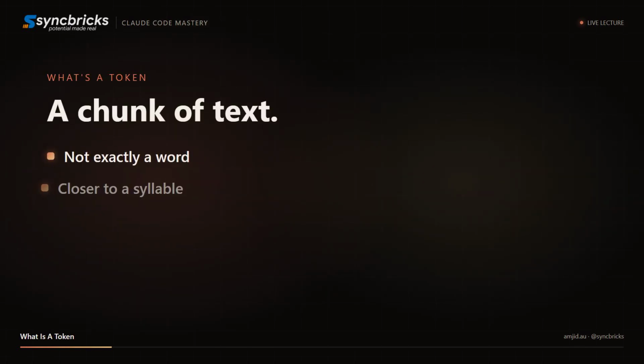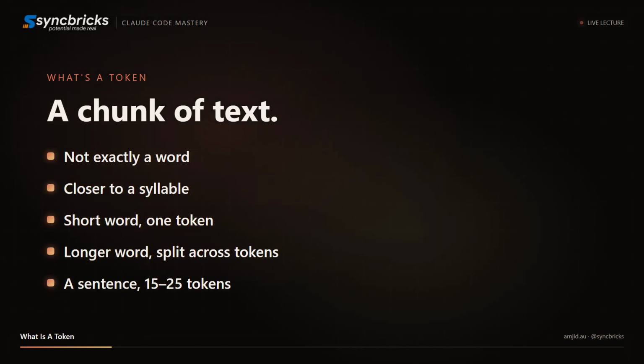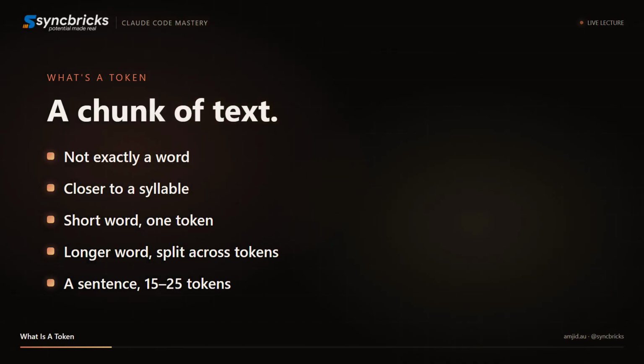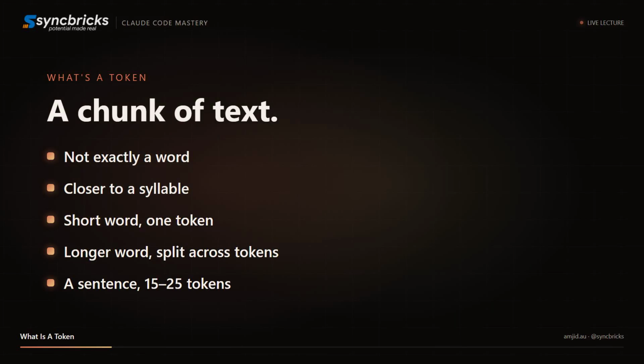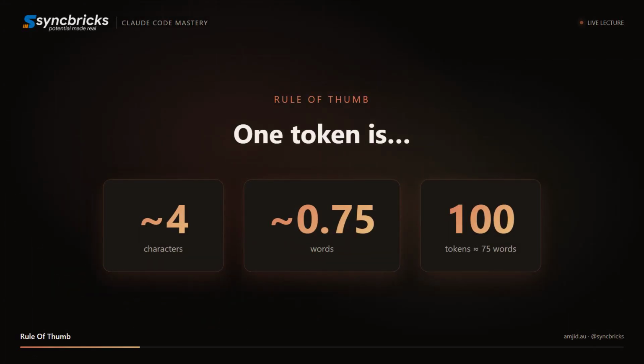A token is the unit of text that language models process. It is not exactly a word, it is closer to a chunk of text or a syllable. For example, a short word may be one token, while a longer word may be split into multiple tokens. A typical sentence may contain between 15 and 25 tokens. As a general rule, one token is roughly 4 characters or about 3/4 of a word.